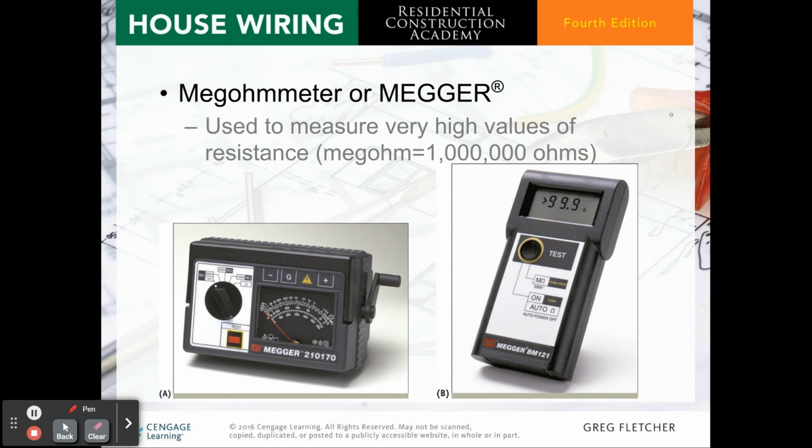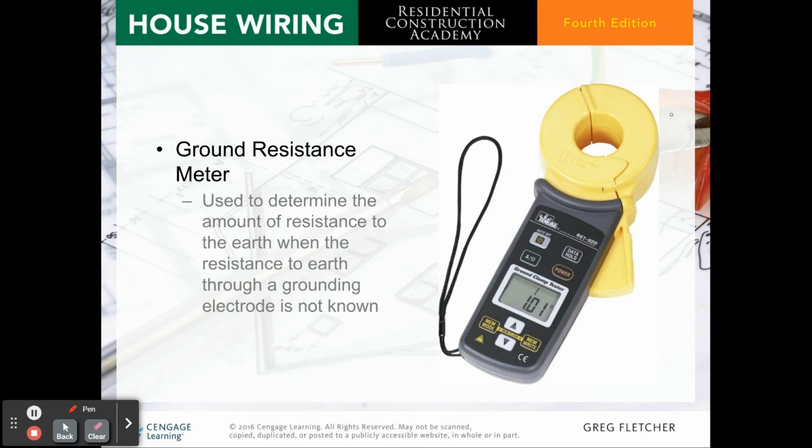A megohmmeter, or megger, is used to measure very high values of resistance. As you can see, a megohm is 1 million ohms. A ground resistance meter is used to determine the amount of resistance to the earth when the resistance to the earth through a grounding electrode is not known.